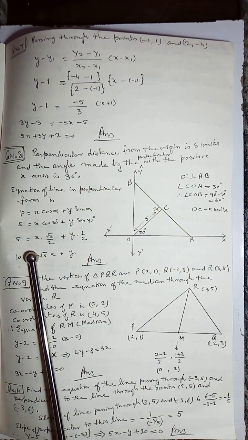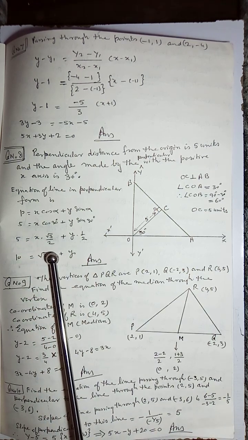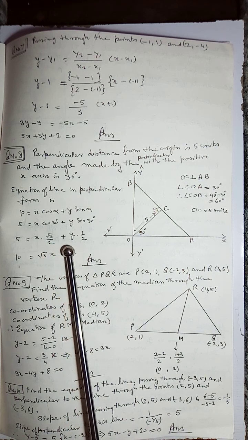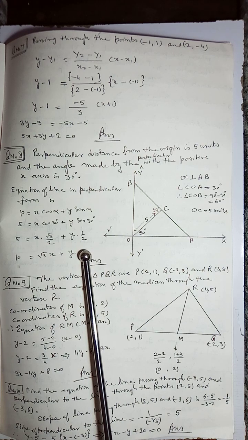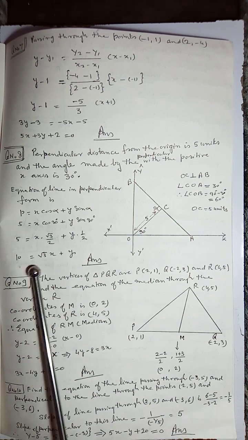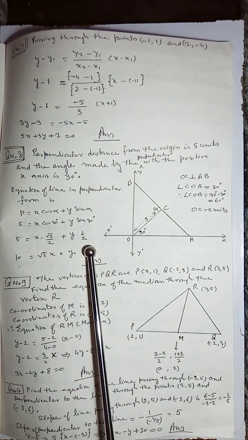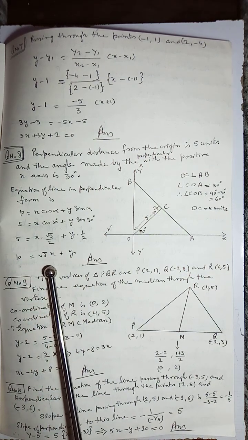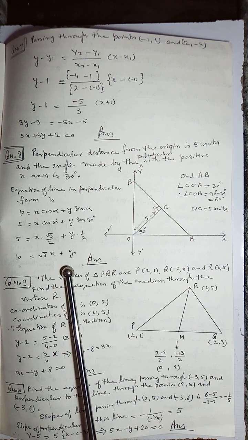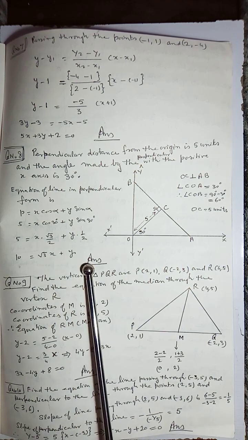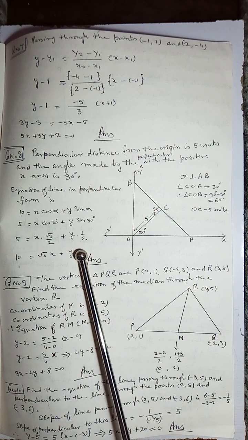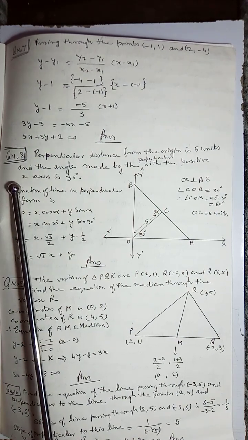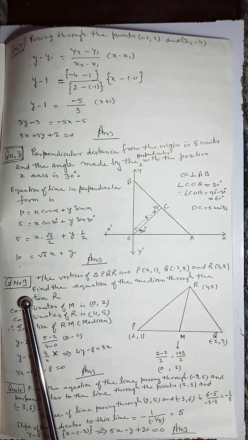So 5 will be equal to x into √3/2, cos 30 degrees is equal to √3/2, plus y into 1/2. Now multiplying each term by 2, we will get 10 equals √3x plus y, and this will be the equation of the given question. And now come to question number 9.